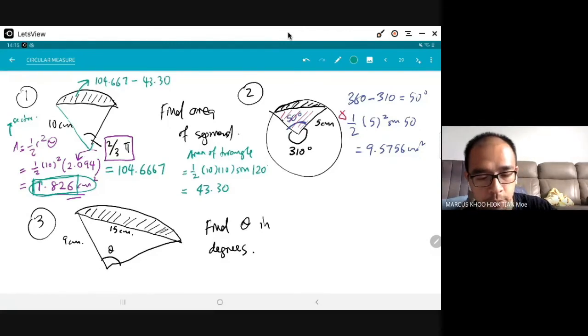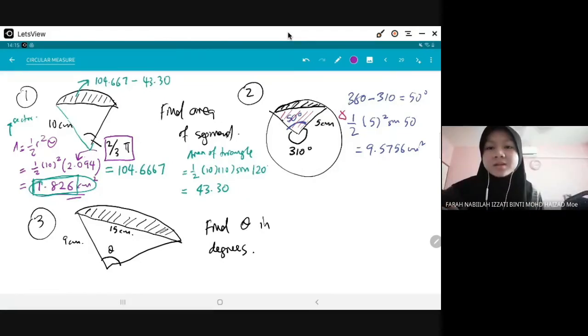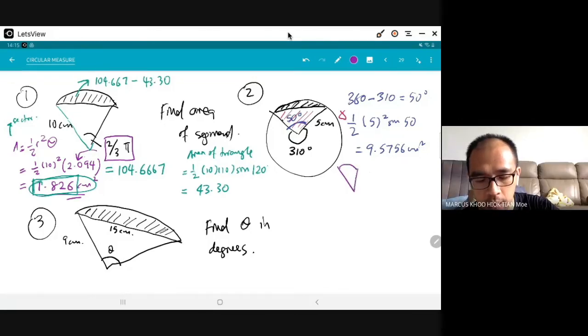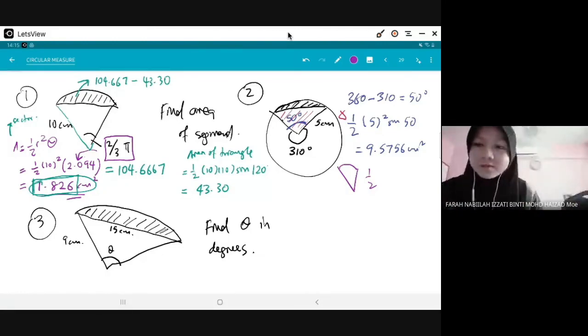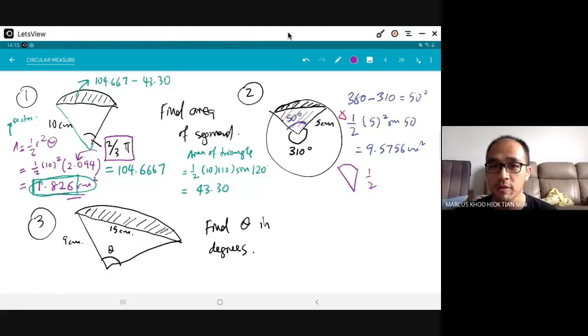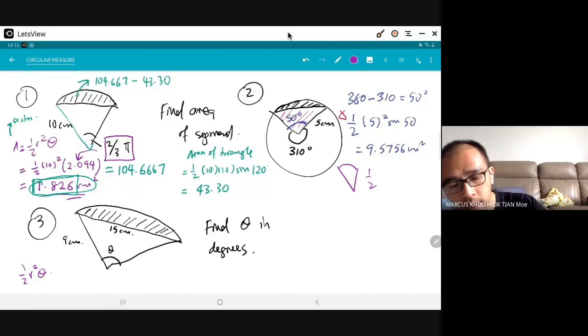Farah, can you continue for me, please? You already got the area of the triangle. What else? Need to find the area of the sector. Area of sector is 1/2 pi r squared. Cannot be 1/2 pi r squared, it's 1/2 r squared theta. Oh, okay, r squared theta. So r is 5 squared. What is theta now?